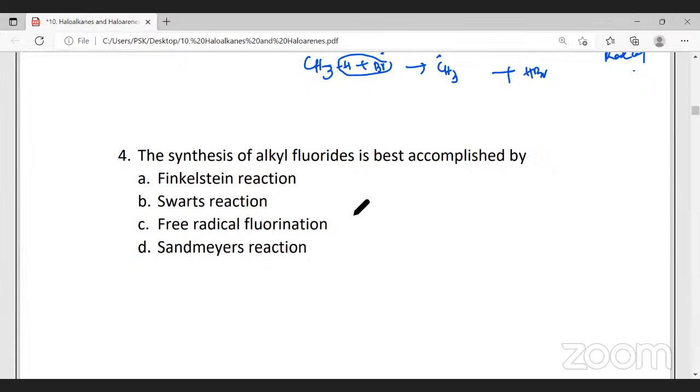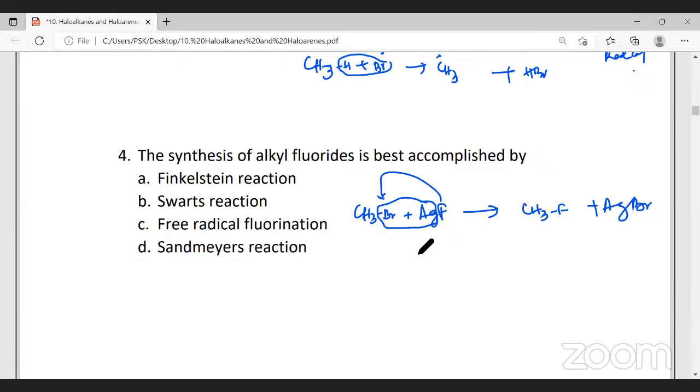I wrote that reaction. CH3Br is allowed to react with AgF. So what happens? AgBr gets eliminated and in place of bromine, fluoride goes. So you get CH3F, methyl fluoride. What is the name of this reaction? It's a Schwarz reaction, sir. Option B, Schwarz reaction.